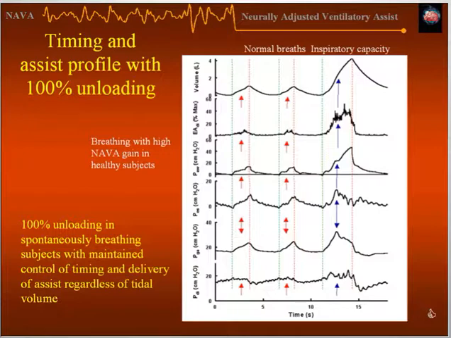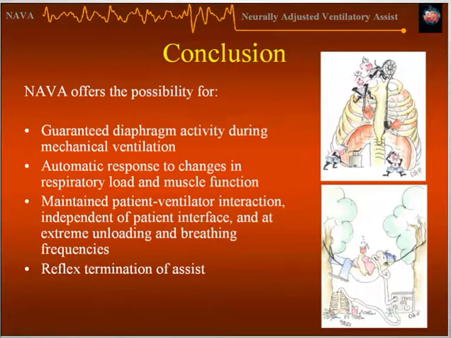So it means that in a 100% unloaded patient, you can maintain spontaneous breathing, but can also control timing and delivery of assist regardless of the tidal volumes. So in conclusion of this presentation, NAVA offers the possibility for guaranteed diaphragm activity during mechanical ventilation, since we must activate the diaphragm to get assist. Automatic response to changes in respiratory load and muscle function, maintained patient-ventilator interaction independent of patient interface and at extreme unloading and breathing frequencies, and the reflex termination of assist, which might have a potential impact on lung injury. Thank you very much.